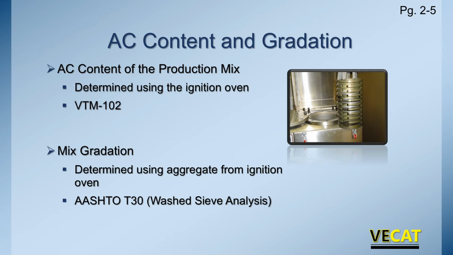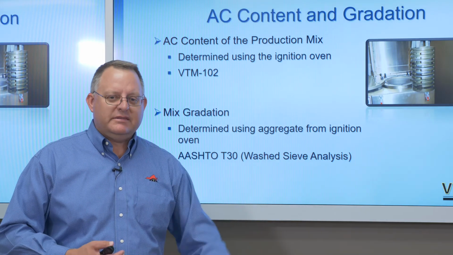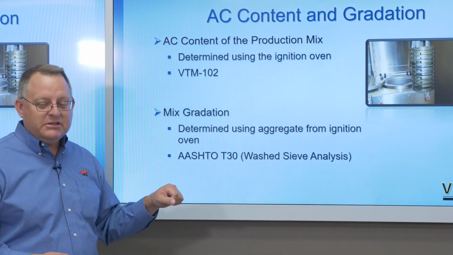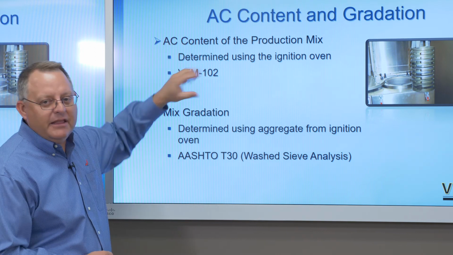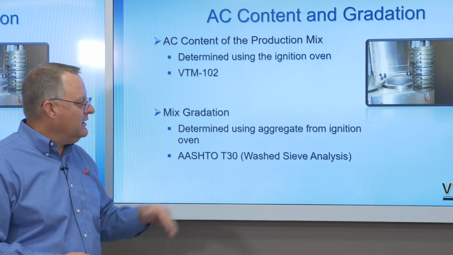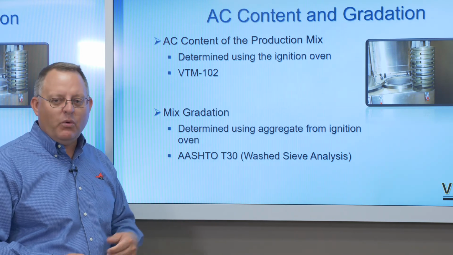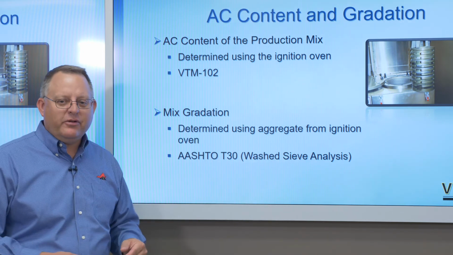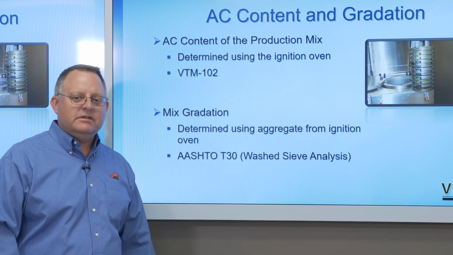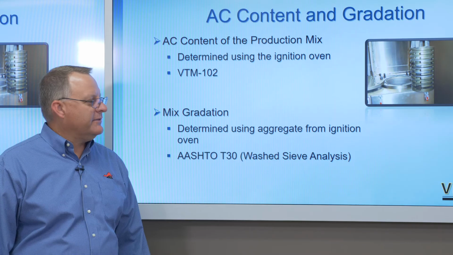Gradation, we take that aggregate. During the mix design, the mix designer is taking different aggregate sources, blending them together, and making the mix design. So how much 3/8 inch material, how much number 4, number 8, number 30, number 200. When we're into production now, and we've burned off that asphalt, what's left behind is the aggregate in the ignition oven. So we follow AASHTO T30, a wash sieve analysis, and we determine what the gradation is, and we compare that after it went through the plant back to what it was at time of mix design to see if it complies.